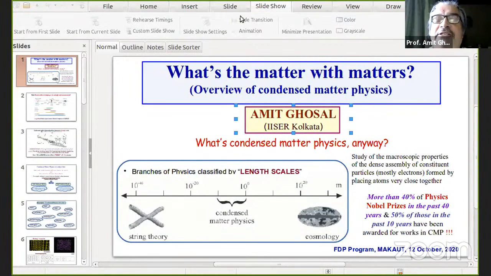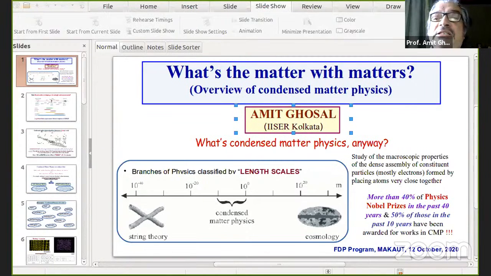So essentially, as I have written below, it is an overview of condensed matter physics, because condensed matter physics is something which deals with matters. So we want to find out what matters for condensed matter. The question that we'll start with is, what's condensed matter physics anyway? What I have written here is that it is the study of macroscopic properties of dense assembly of constituent particles, mostly electrons, but there are others, formed by placing atoms very close together. So that makes matter. And condensed phases of matter is what interests condensed matter physicists.